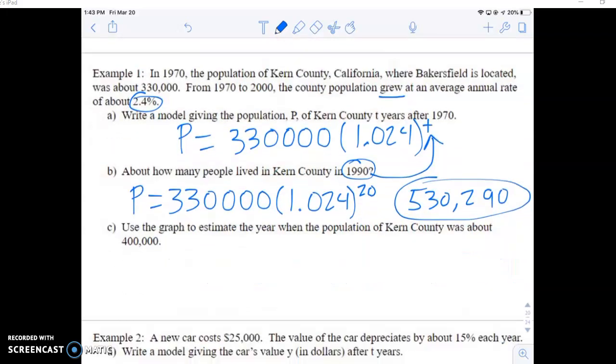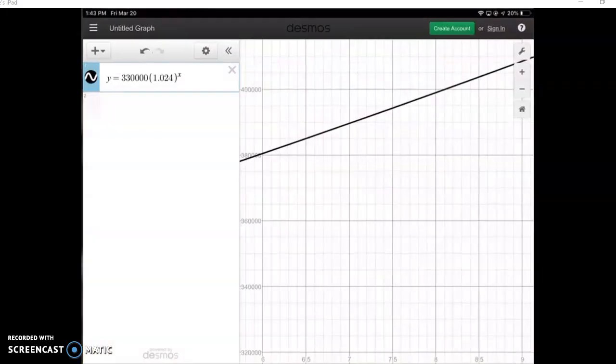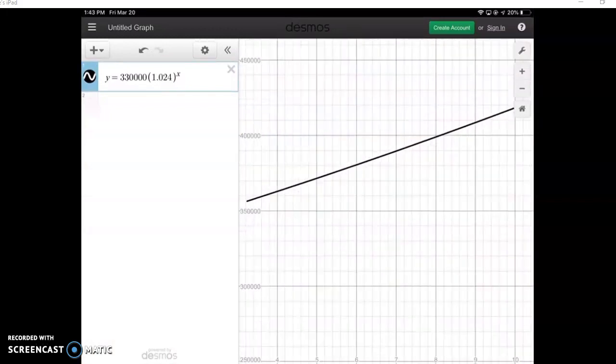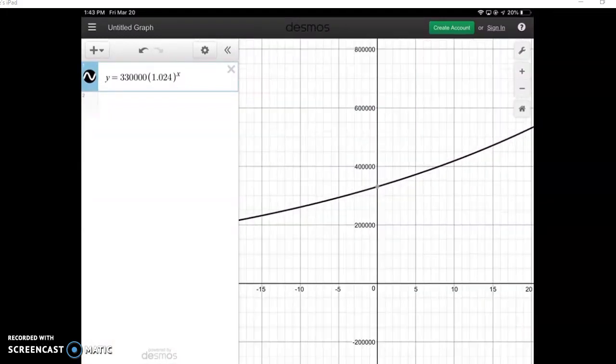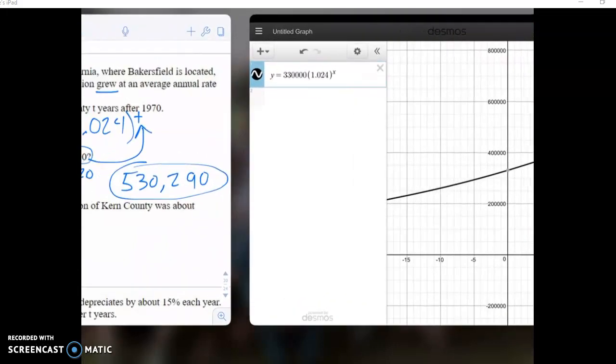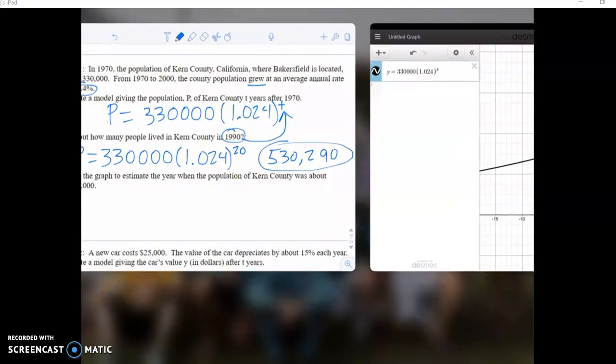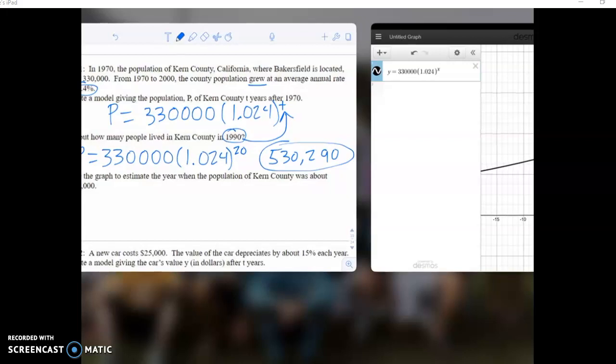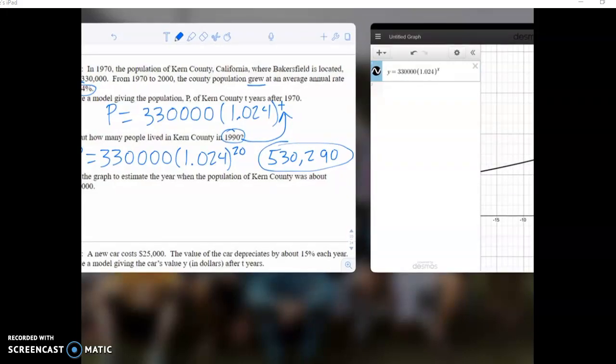Oh, actually, we have part C to do as well. So all we're going to do here is we're just going to take that equation. Notice how I took this equation, the one that's written on part A, and I just copied it into my Desmos. Make sure if you did not download Desmos already, make sure you do that.